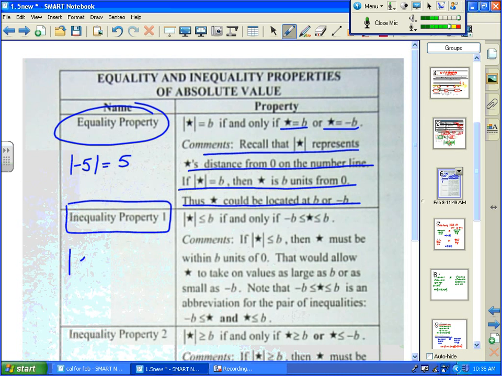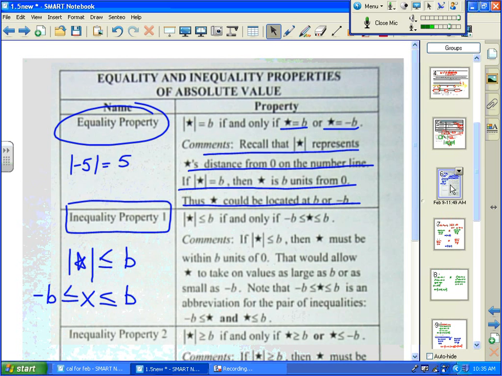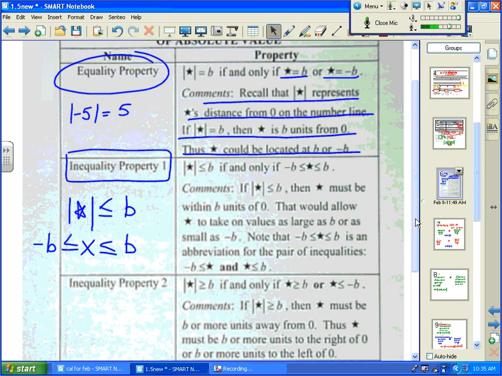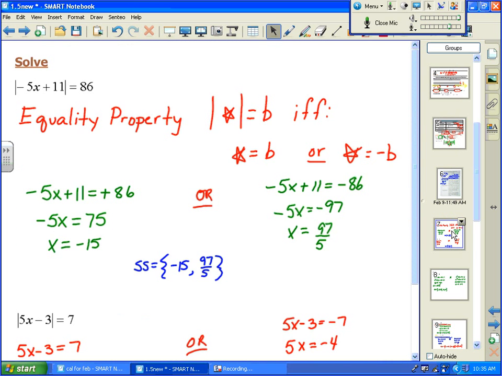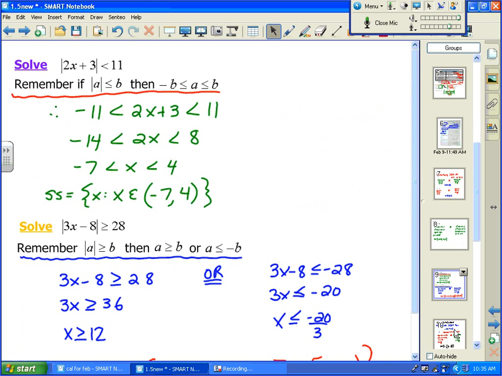Inequality property, though, is something going to be new. Now, if the absolute value bracket of star is less than or equal to b, then negative b is less than star or x, which is less than or equal to positive b. Okay. Let's look at, do I have that one? Right here.